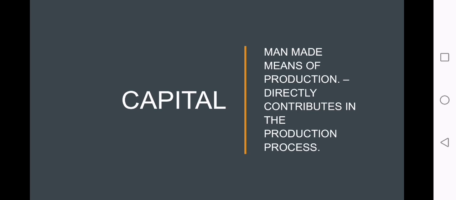So that was labor, and now we have capital. This is pretty important.